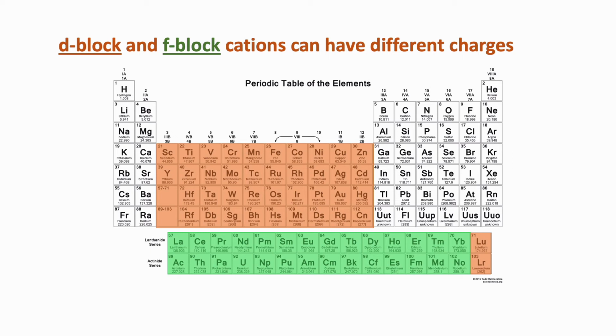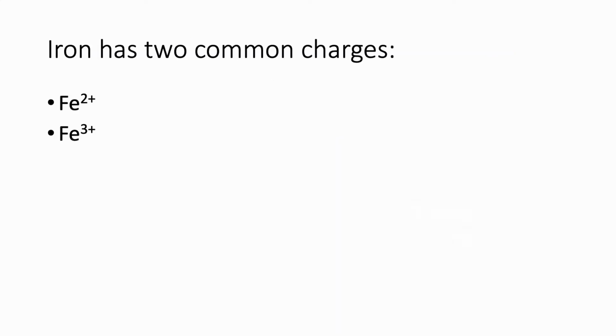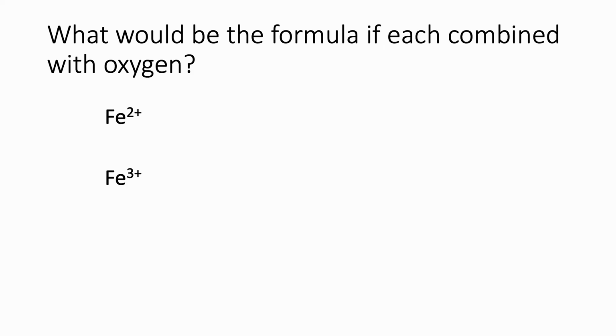We talked about this briefly when we were doing electron configurations of ions. So now we need to think about what happens when you have cations with different charges. And let's use iron for an example. Generally speaking, in nature, you commonly find iron with two different charges, iron 2+ and iron 3+. So now let's think about what would happen if we combined each of these with oxygen. Remember that oxygen has a -2 charge.